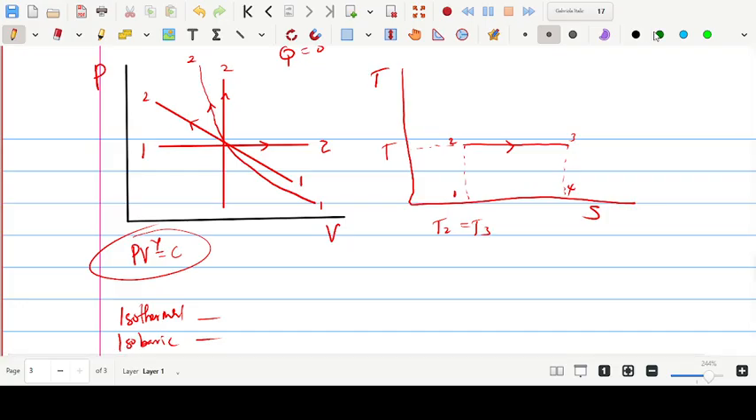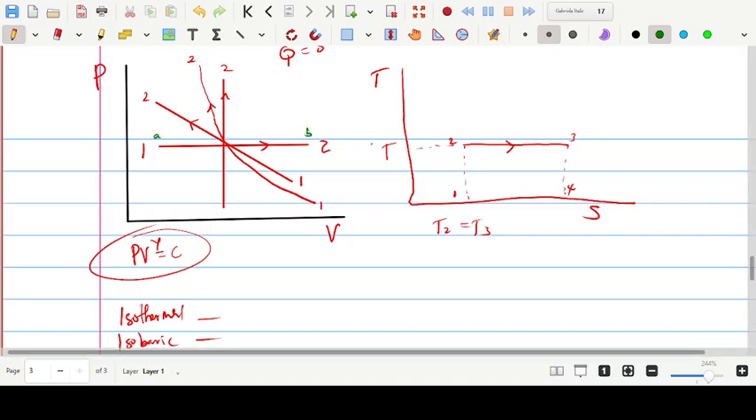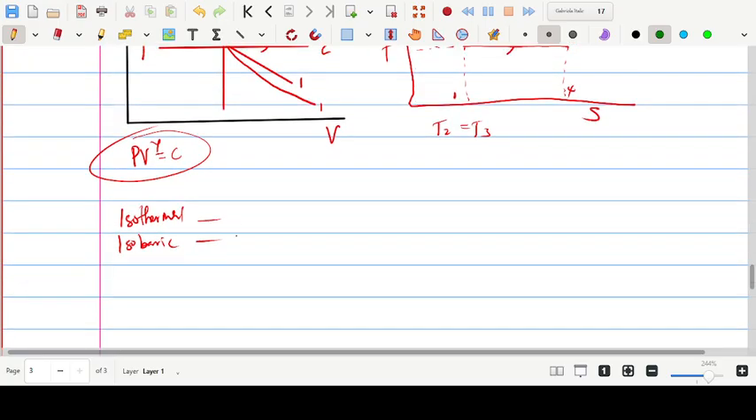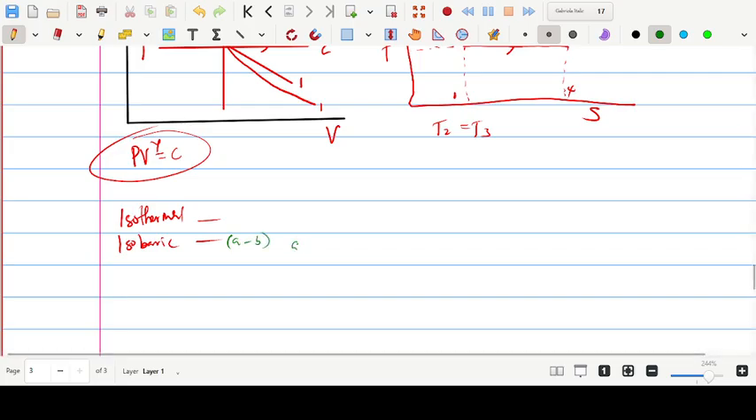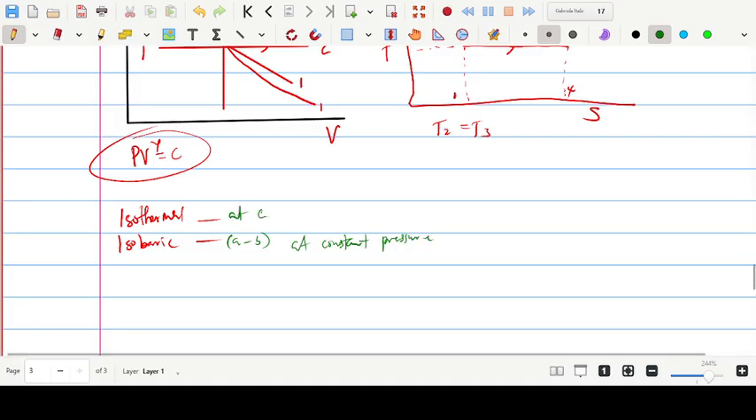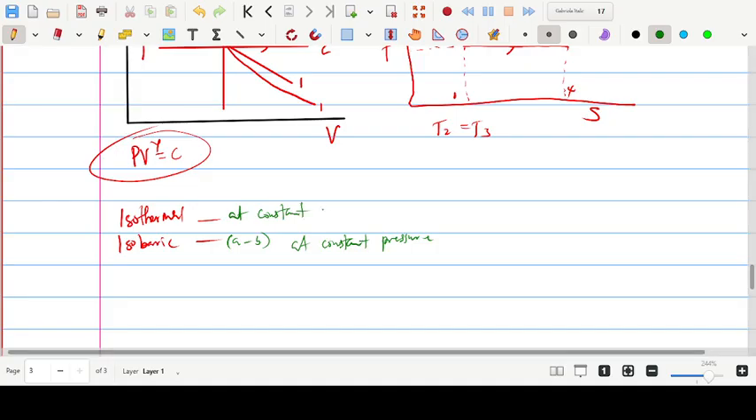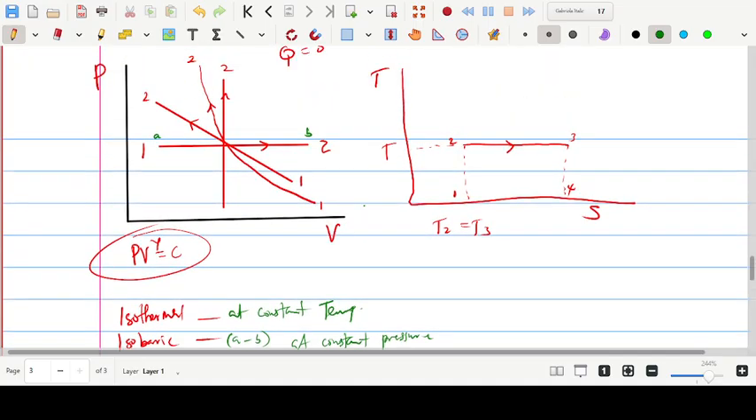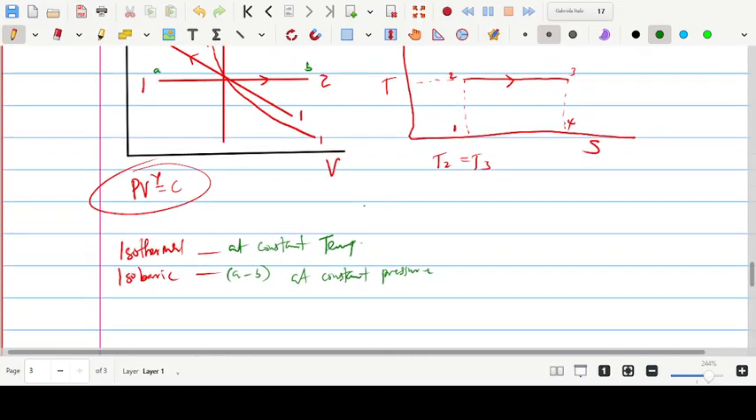For better understanding, let me call this one AB. So line AB is an isobaric process. So A to B is an isobaric process, a process at constant pressure. This one is at constant temperature. You get that on the TS diagram. Is that taken? So the next one we have is now what?